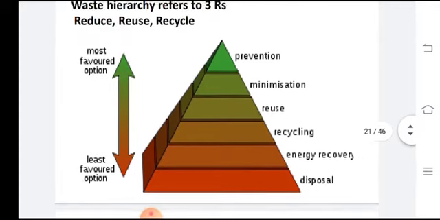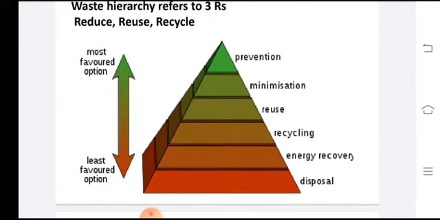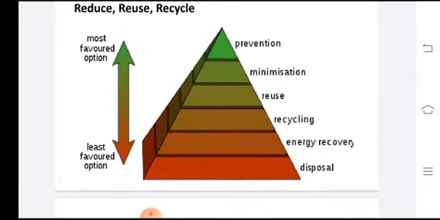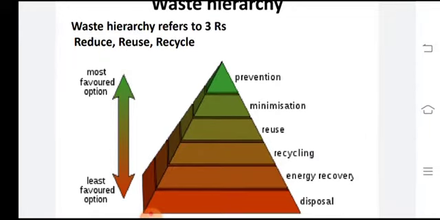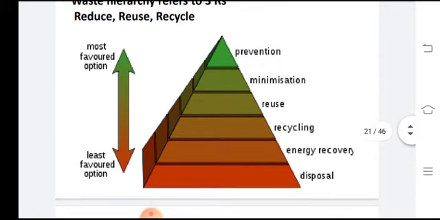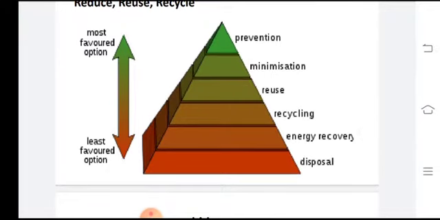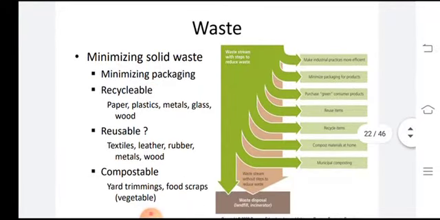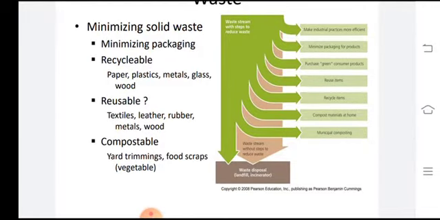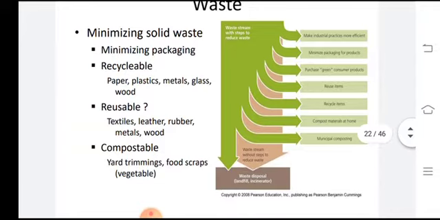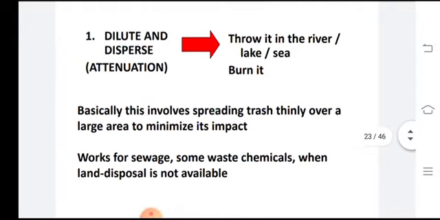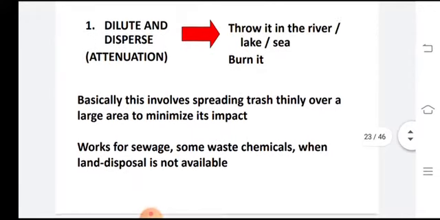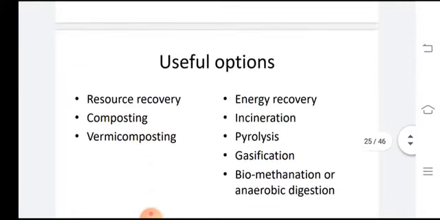Waste hierarchy. The most favored option is prevention, followed by minimization, reuse, recycling, energy recovery, and the least favored option is disposal. So what is prevention? It is the lesser production of waste. We have talked about these concepts in our cleaner production technology course as well. Some of the waste and their possible options, like recyclable, reusable, compostable, and then dilute and disperse, we have talked about as well. I think you can go through them on your own.